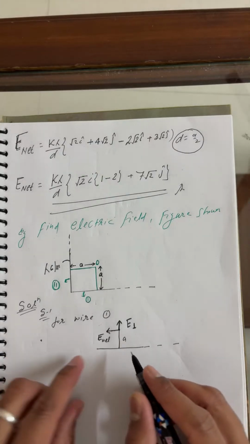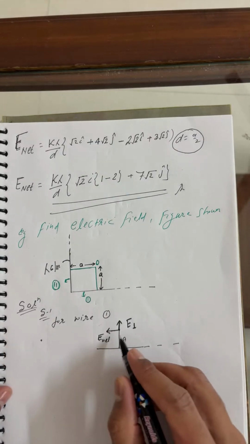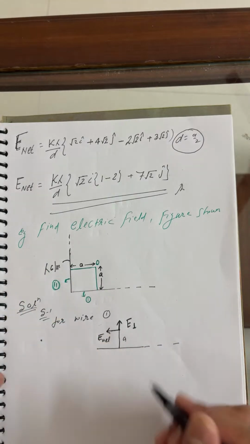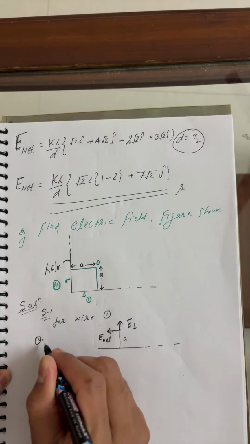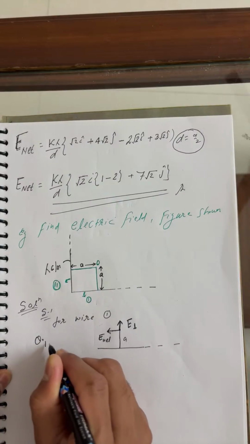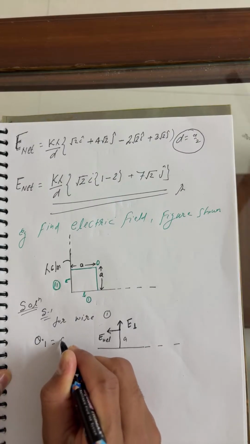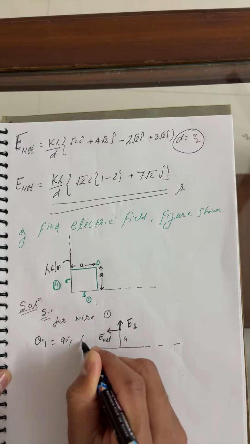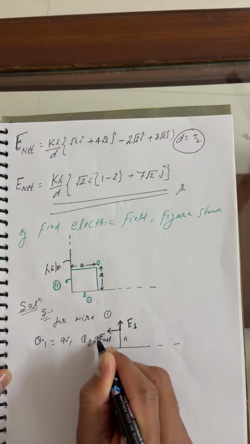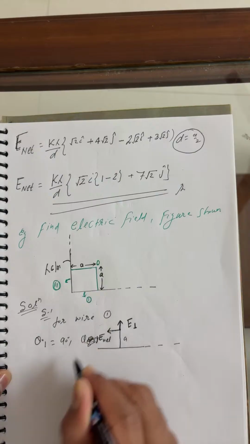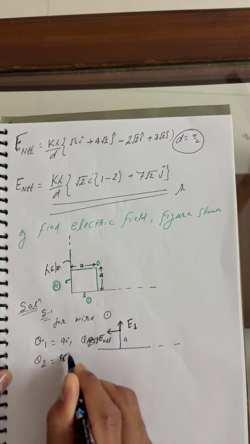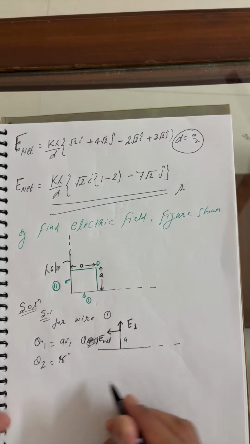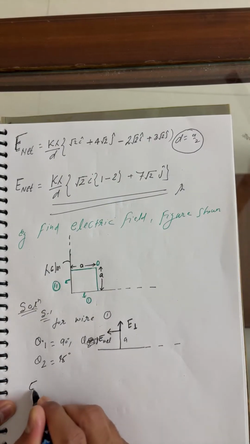Now, what is theta 1 here? Theta 2 remains 45 only. So theta 1 you can write as 90 degrees only. What about theta 2? 45 degrees only, right?